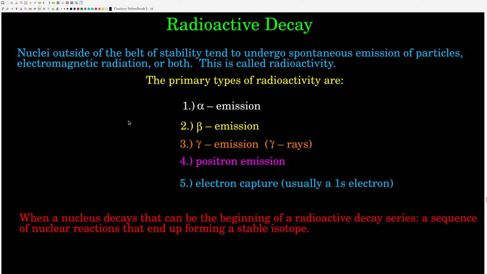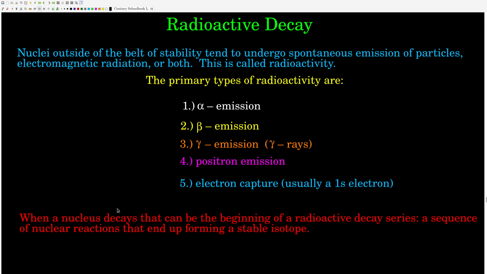The primary types of radioactivity are alpha emission, which produces an alpha particle; beta emission, which produces a beta particle; gamma emission, which is electromagnetic radiation, so photons, very, very high energy photons called gamma rays; and positron emission, or electron capture, which is usually a 1s electron that's captured.